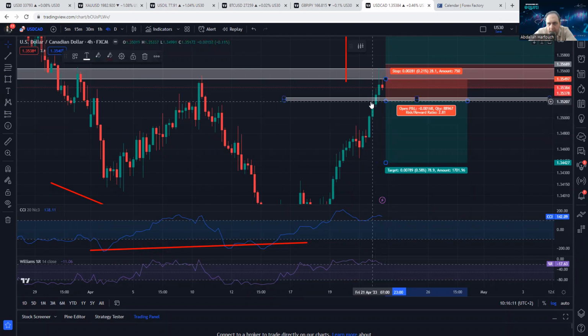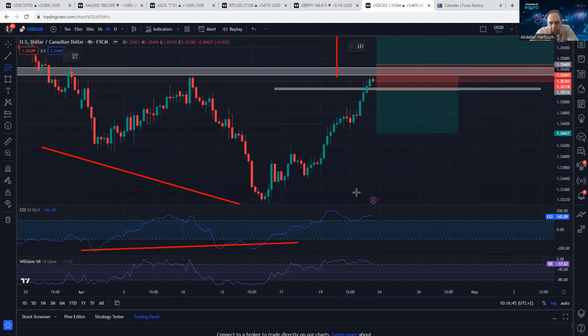Like the sell can be 1.3520, stop loss around 1.3545. 1.3525, 1.3535 TP1. One second. Okay. 1.3510 will be the TP1.